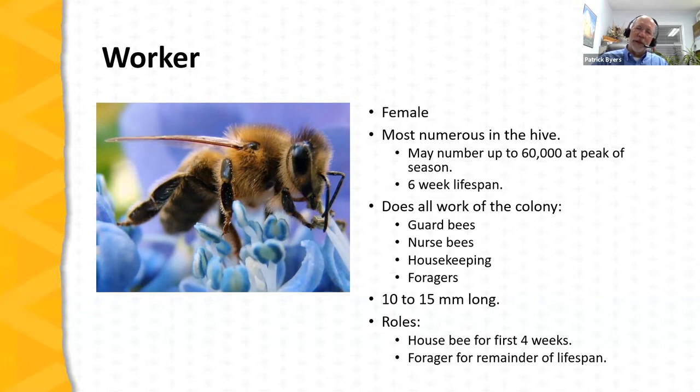But again, worker bees don't have a long lifespan because they, quite frankly, work themselves to death. They do all of the work. They're the guard bees. They're the nurse bees. They take care of housekeeping activities, you know, cleaning the hive and removing debris, etc. And they're also the foragers that gather pollen and nectar that provide the stores that support the life of the hive. They're about 10 to 15 millimeters long. And again, as we mentioned earlier, when a worker bee emerges from her cell, she spends about 4 weeks as a house bee, as a nurse bee in the hive, and then she becomes a forager for the remainder of her lifespan.